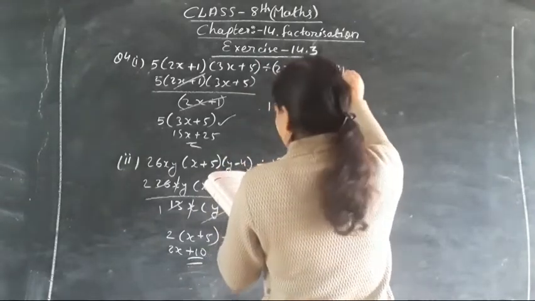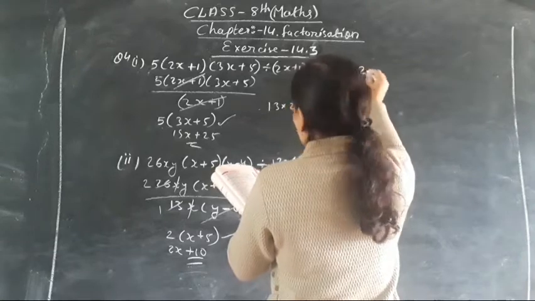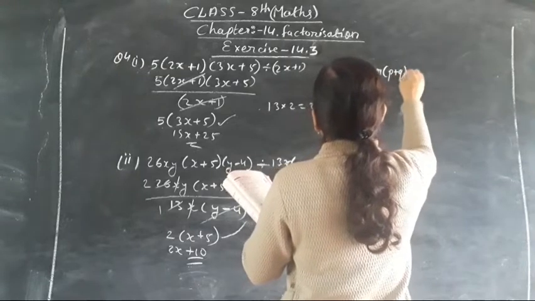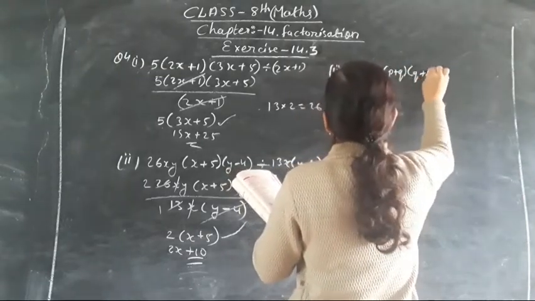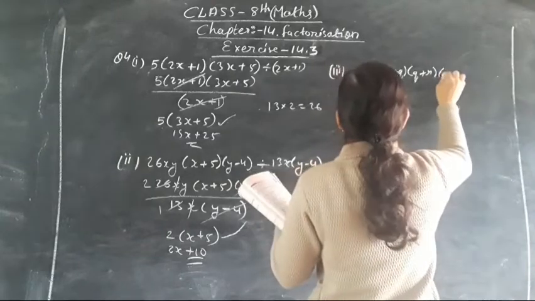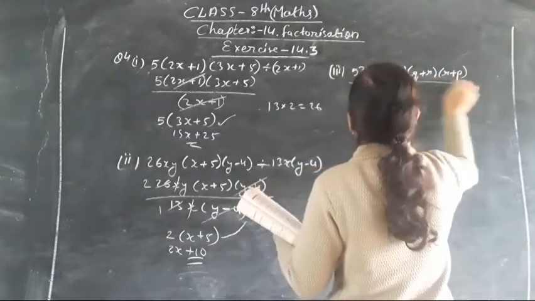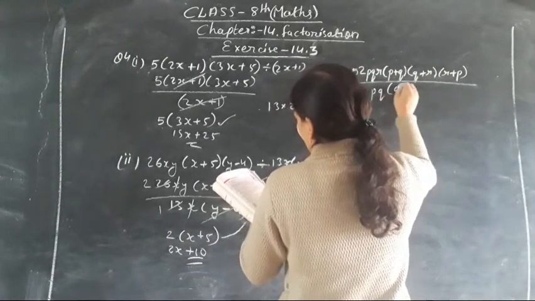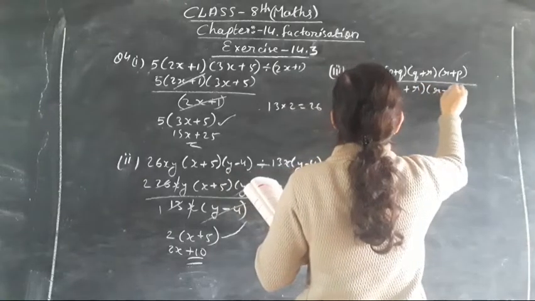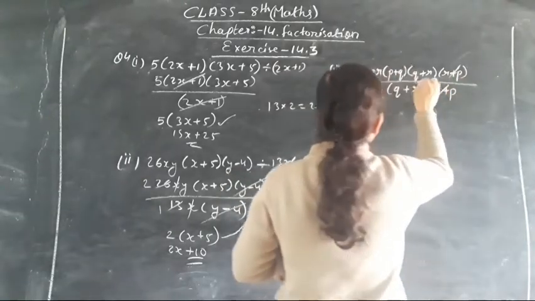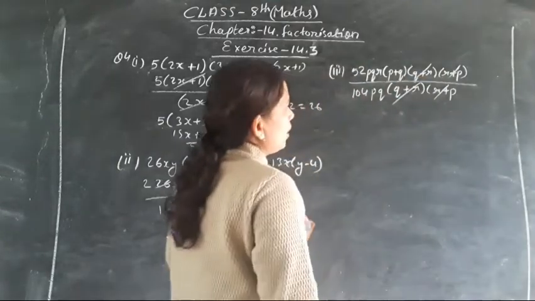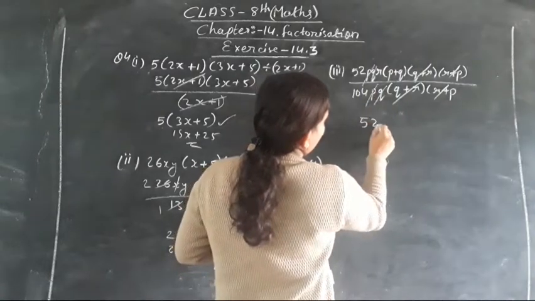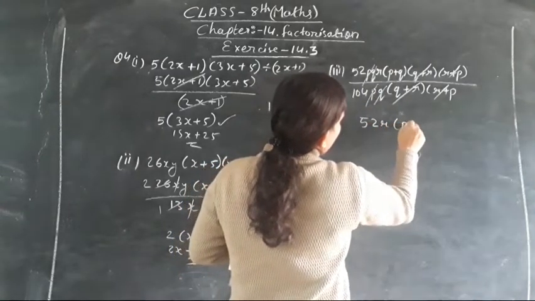Third part here: 52 PQR into P plus Q into Q plus R into R plus P is divided by 104 PQ into Q plus R into R plus P. So R plus P and Q plus R in the numerator and denominator will get cancelled. Here PQ will get cancelled. What is left out? We are having 52 R into P plus Q.